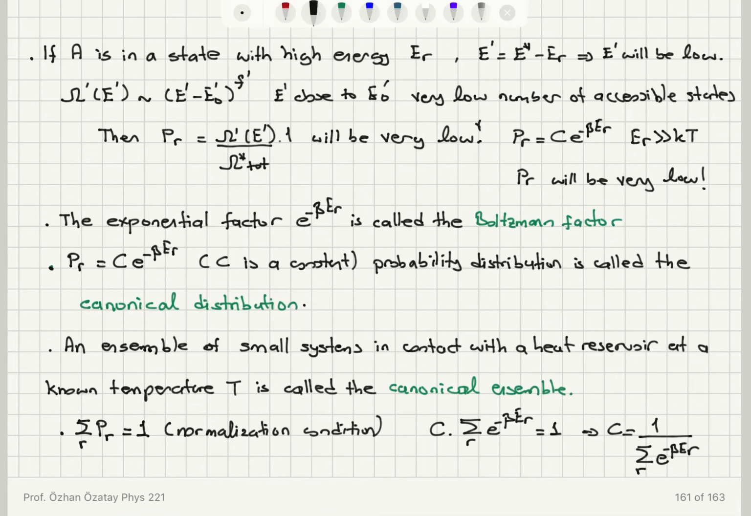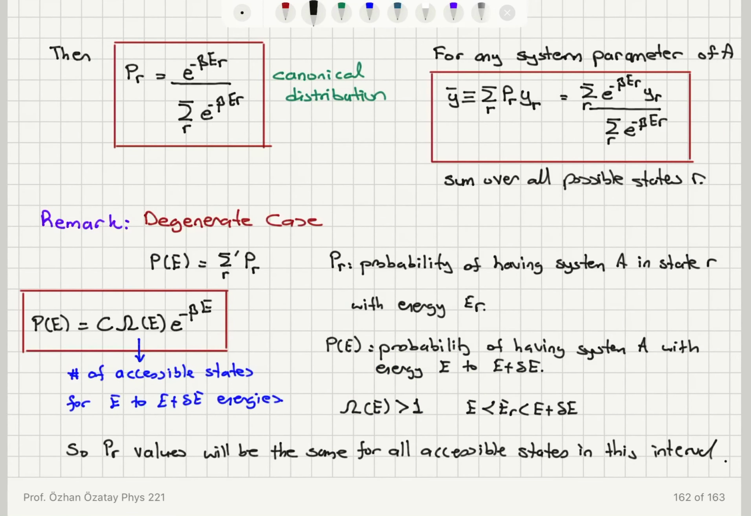As with all probability distributions, this probability distribution should be normalized. It should be equal to 1 for all possible states, and that gives me that this C factor is 1 over the sum over all possible states of the Boltzmann factor. So that is the canonical distribution, e to the minus beta E r divided by the sum over r, all possible states, of e to the minus beta E r. Beta is 1 over kT, temperature is constant because we're in contact with the heat reservoir, and E sub r is the energy of system A, corresponding to the scenario that system A is in the non-degenerate state R.